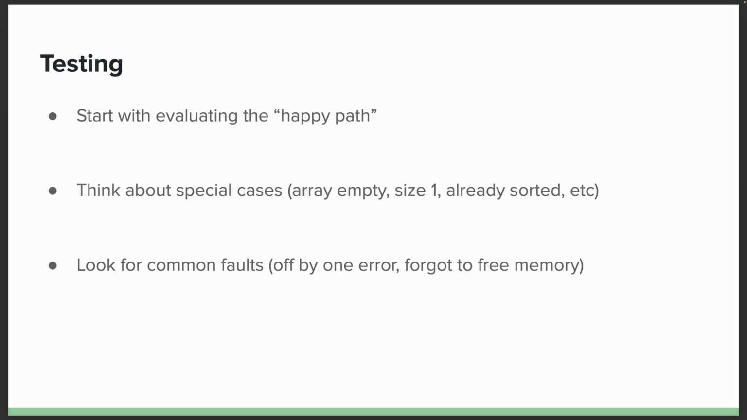That leads us into testing. And for testing, I'm going to say start with evaluating the happy path. The happy path is the normal scenario. Everything is going fine. Nothing is wrong. Normal workflow. Then you can think about special cases. Like what happens if the array is empty? What if the array is of size 1? What if the array is already sorted? Something like that.